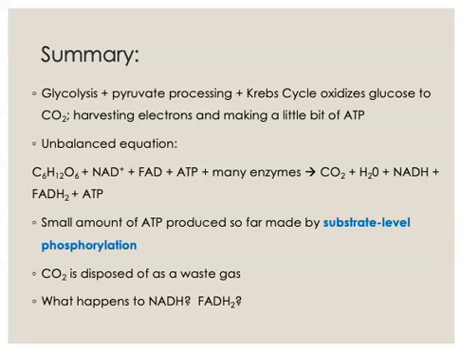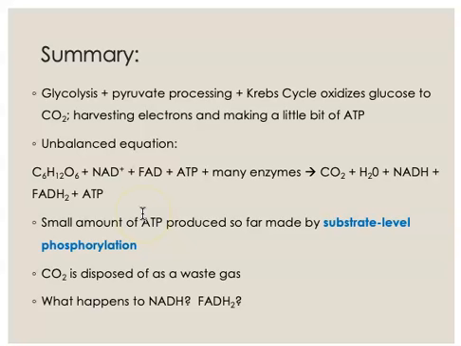Those electrons are going to get held onto temporarily by electron carrier molecules. And we're going to make a little bit of ATP along the way. Remember, we make ATP during glycolysis and during the Krebs cycle, but not during pyruvate processing. That ATP is being made through a process called substrate level phosphorylation.